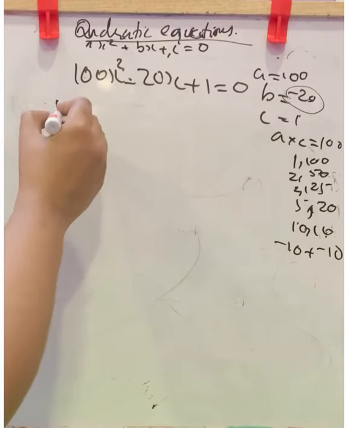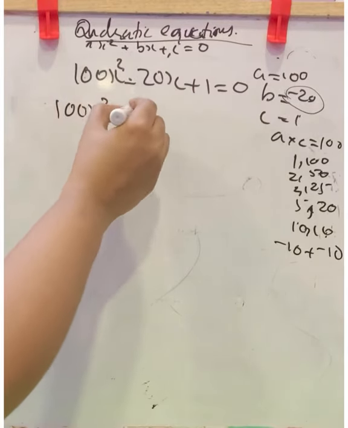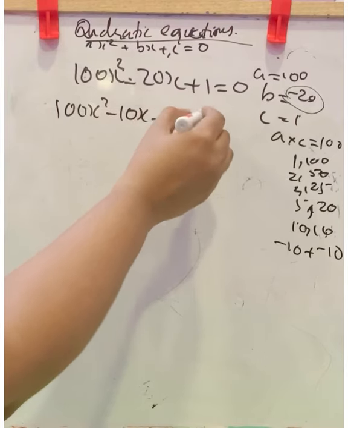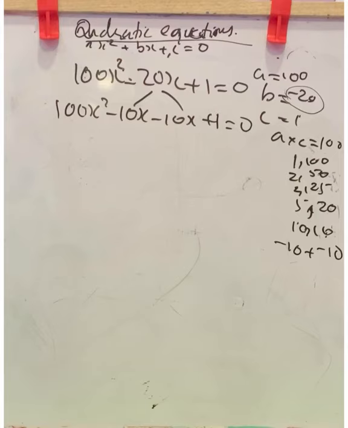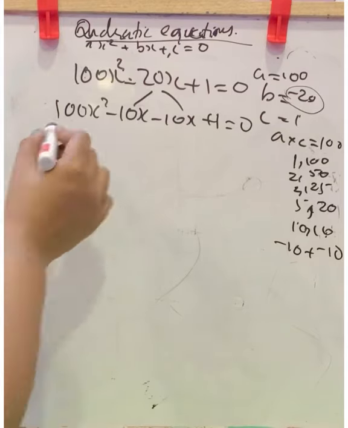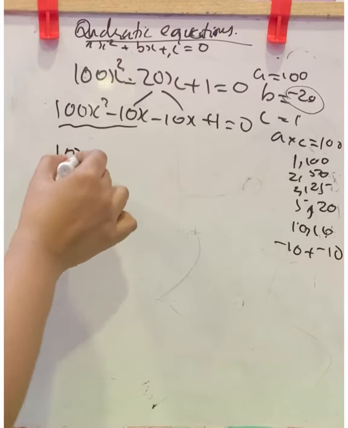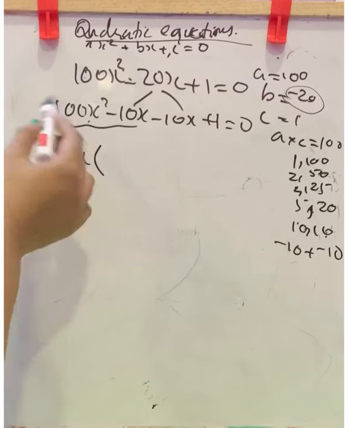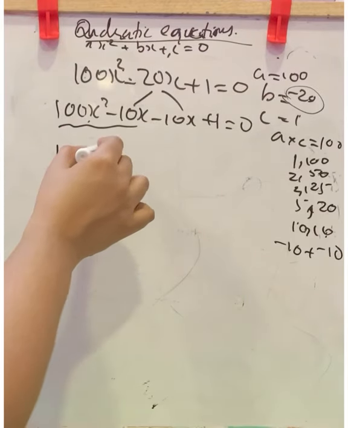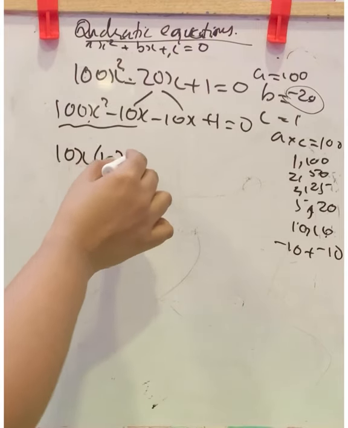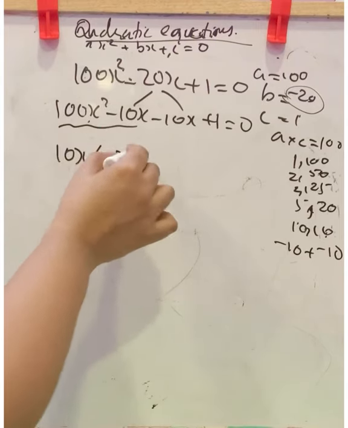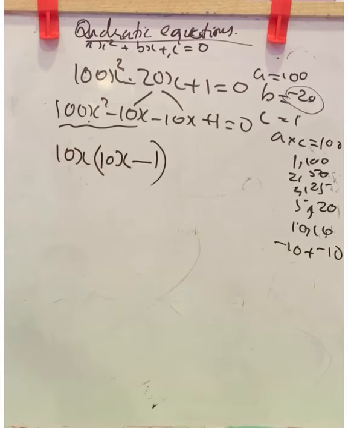Now you can split like that. 100x square minus 10x minus 10x plus 1 carry down equal to 0. We split minus 20 to minus 10 minus 10. Now from these two terms, you have 10x common. Here 100, 10 is taken outside as a factor. So balance factor is 10x. X square, x is taken, so 1x is there. From this 10x is taken, minus 1 will be balance.